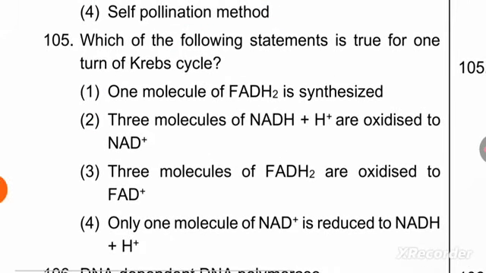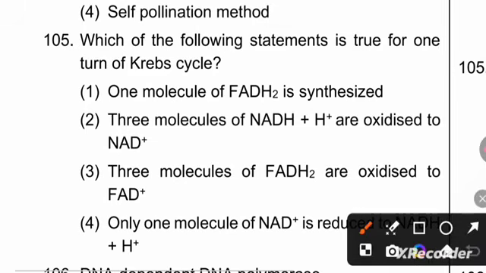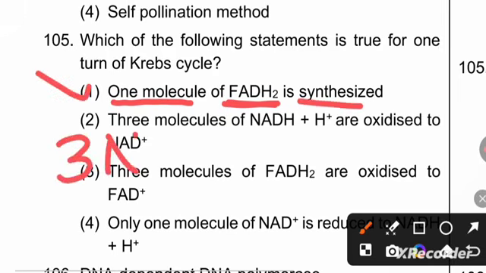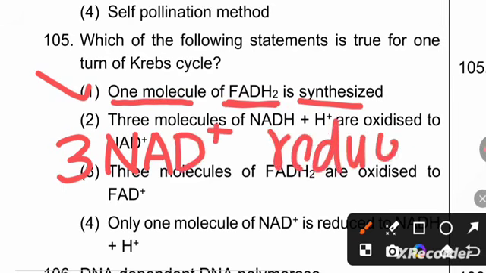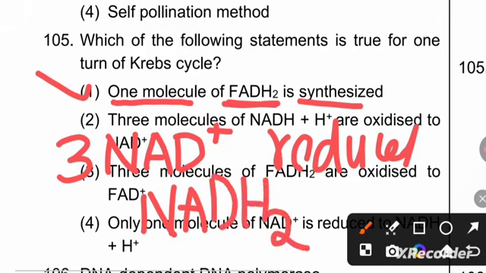Which of the following statements is true for one turn of Krebs cycle or one turn of citric acid cycle? The true statement is, in the Krebs cycle, one molecule of FADH2 is synthesized, whereas 3 NAD plus are reduced to NADH2. So among the options, the first option is right for one cycle of Krebs cycle.